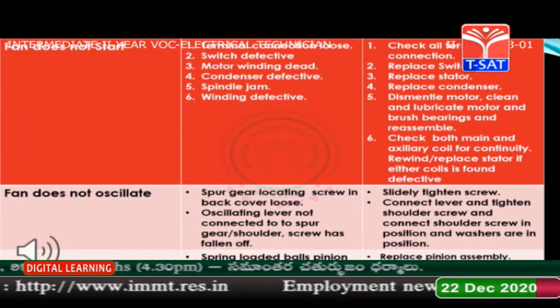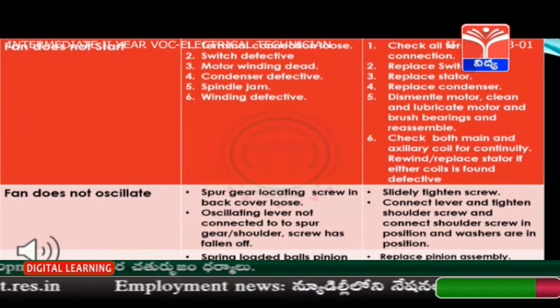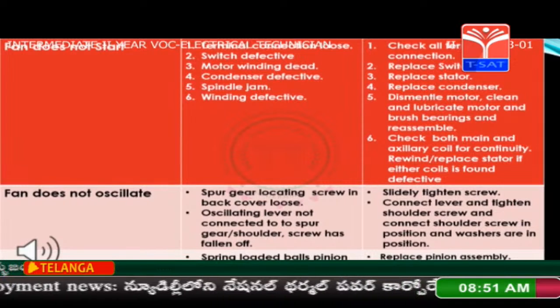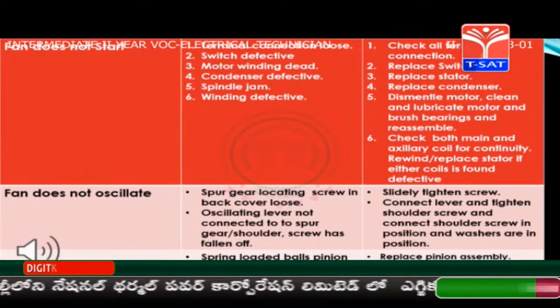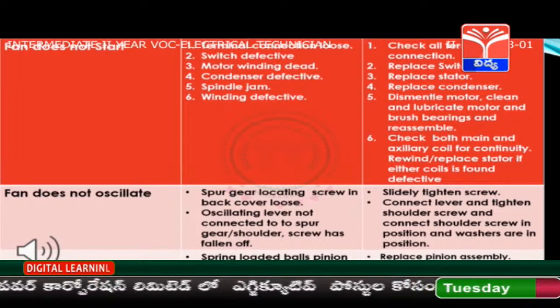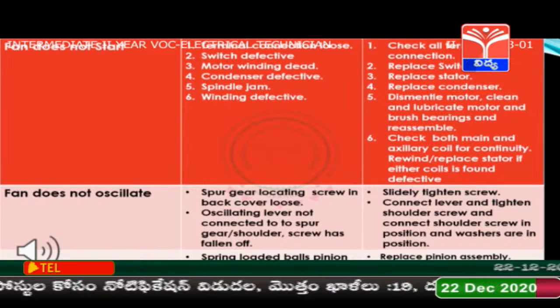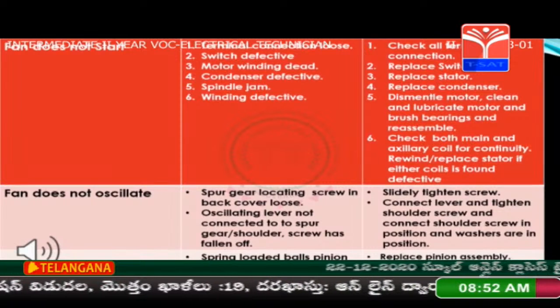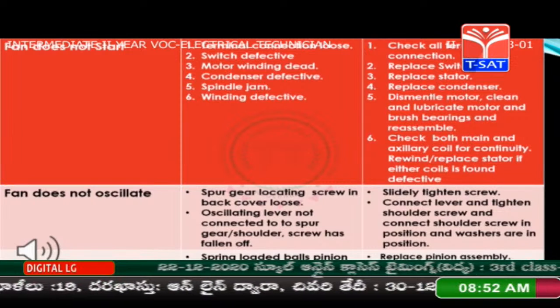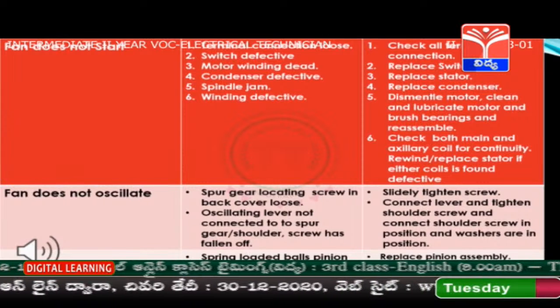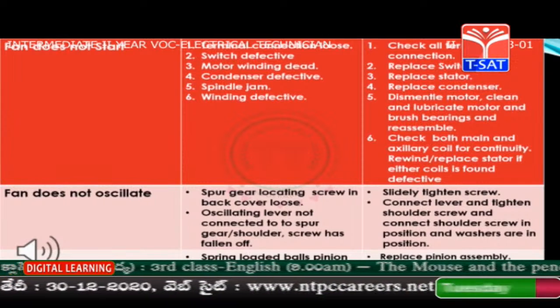Reason 3: spring loaded balls in pinion loose. Remedy: ensure washers are in position. Reason fourth, gear teeth damaged due to wear. Remedy: replace pinion assembly.